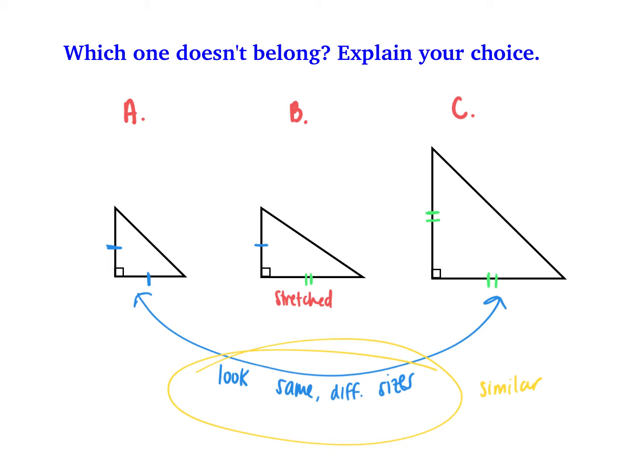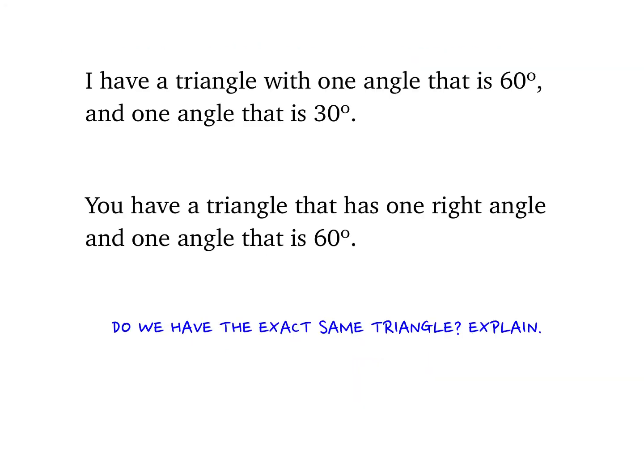Let's look at a different argument focusing on angles instead. Let's say that I have a triangle with one angle that is 60 degrees and one angle that's 30 degrees. You have a triangle that has one right angle and one angle that's 60 degrees. Do we have the exact same triangle?